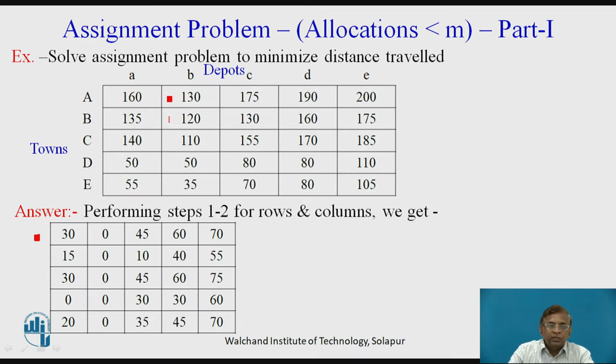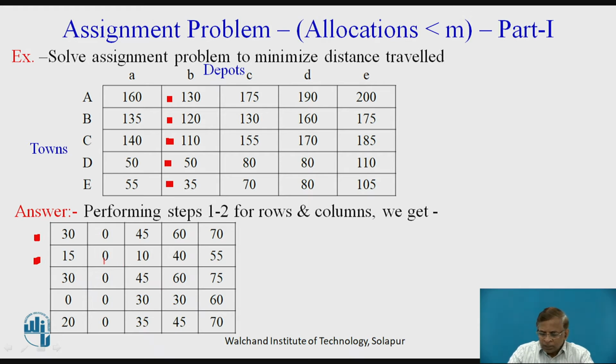Second row, the least element is again 120 from the second column. That least element we subtract from all the elements of the second row. So 135 minus 120 we get 15 here. So in the second row of the left bottom table you can check these values. Then 120 minus 120 is 0, likewise we get all the values. Same procedure if we adopt for the remaining rows, we have 110 as the least element in the third row, 50 from the fourth row and 35 from the fifth row. So performing these operations for the rows, we get this particular table.